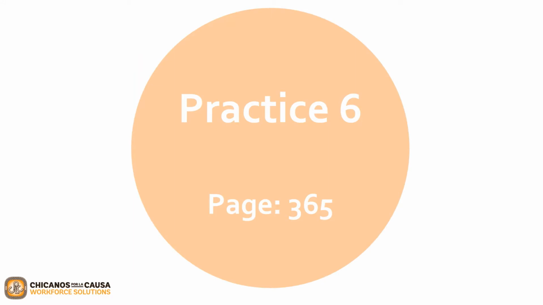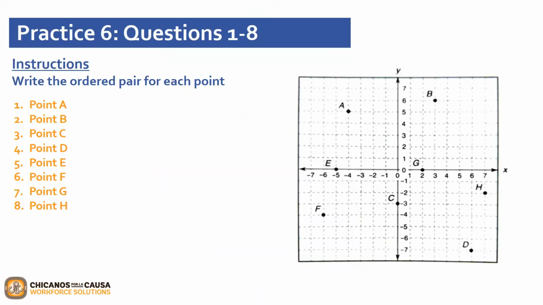Let's start Practice 6, found on page 365. Now that we have completed Lesson 6, go ahead and pause the video and follow these instructions. Write the ordered pair for each point. Once you've written the ordered pair on your own, go ahead and click play.